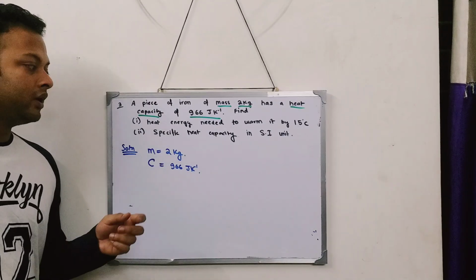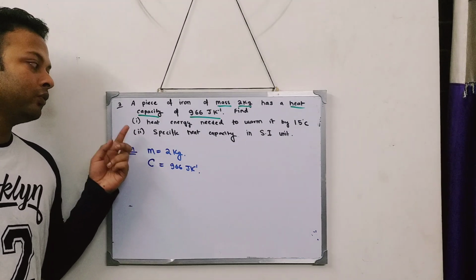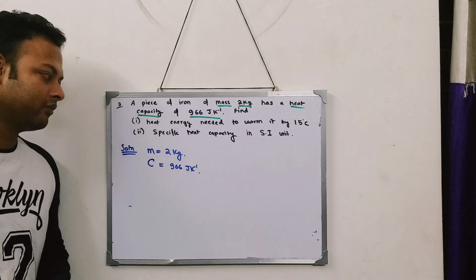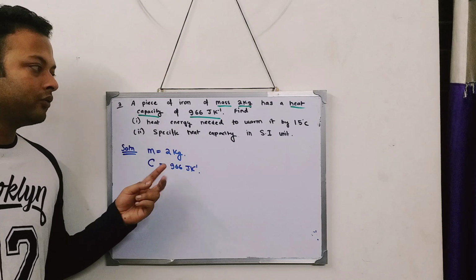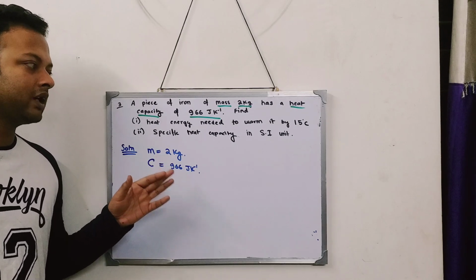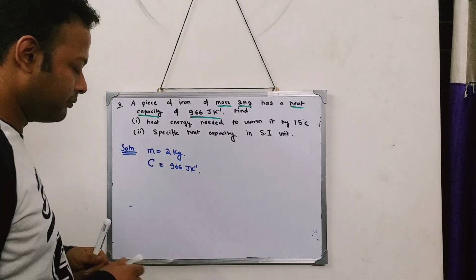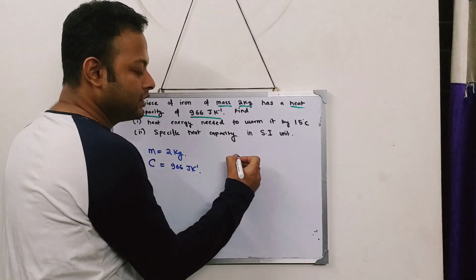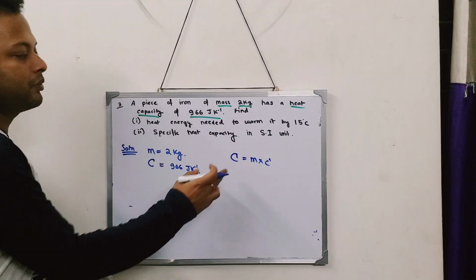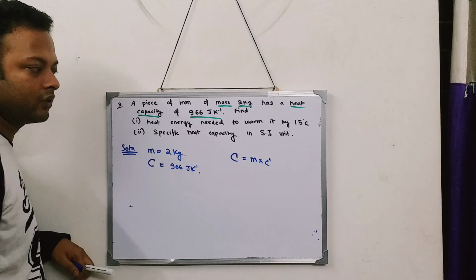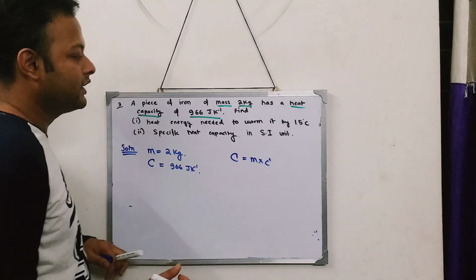Now in this sum, we have to do the second part first, and after that we will do the first part. As I have done in the previous sum, we have to get a relationship between the specific heat capacity and the heat capacity. What is the relationship between both of them? The relationship is that heat capacity, which is capital C, is equal to mass into small c. So heat capacity is equal to mass into specific heat capacity. We have learned this formula. Now in the question, your heat capacity is given as how much?